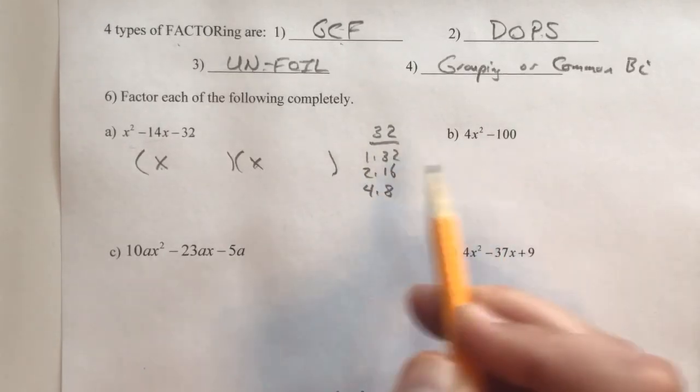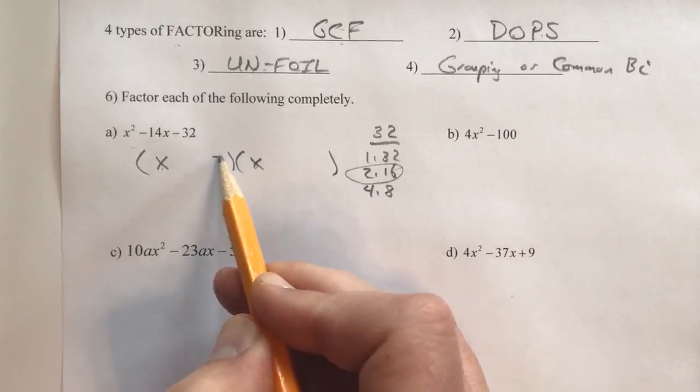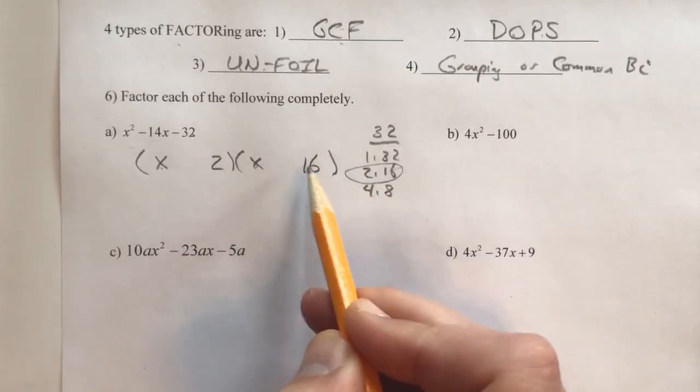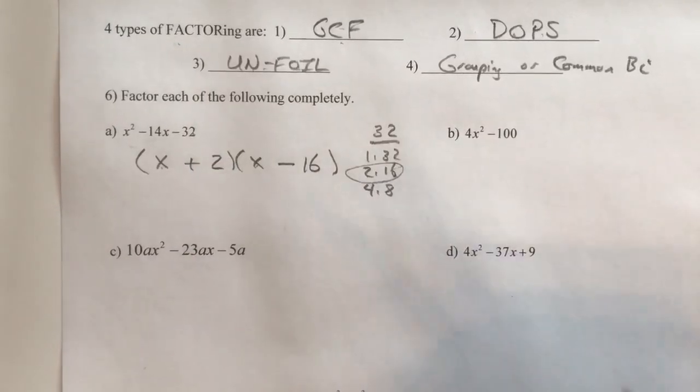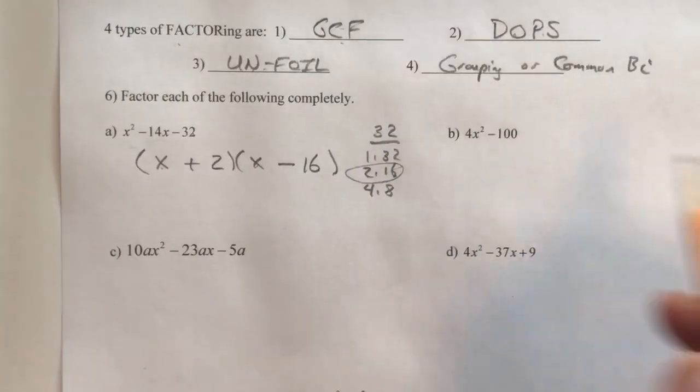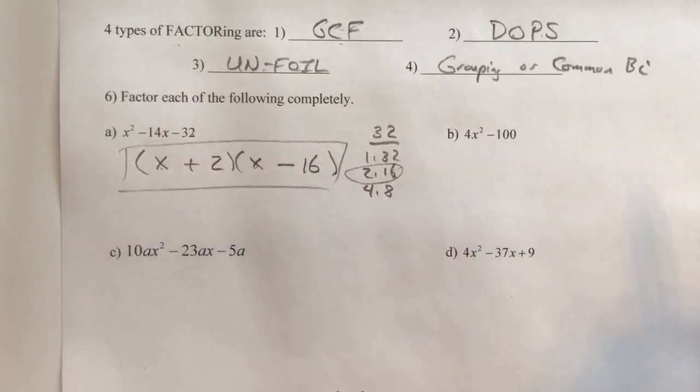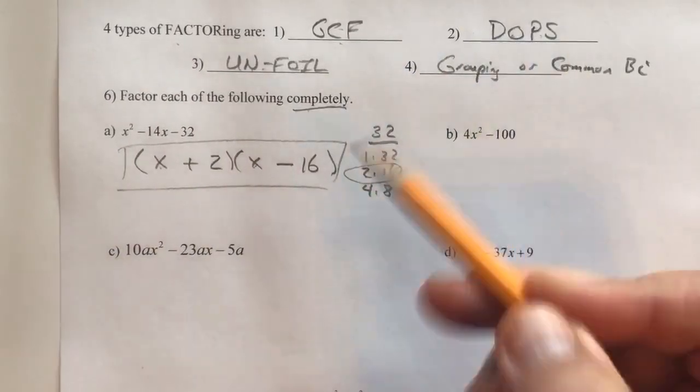Which one might give me 14? Looks like this one, 2 and 16. Actually, I want negative 16 and positive 2. That's it, just factor it, I'm done. That's factored, can't go any further. It says completely factor means go as far as you can.